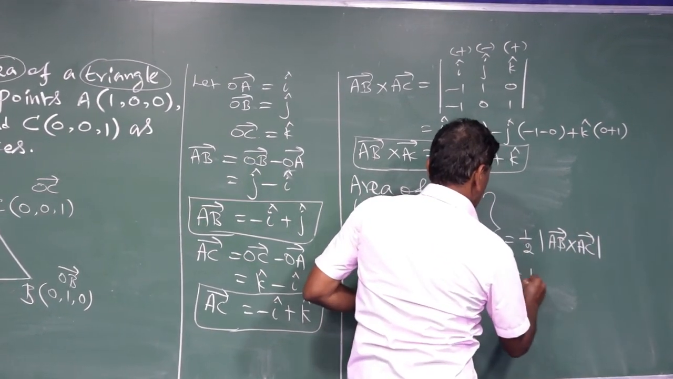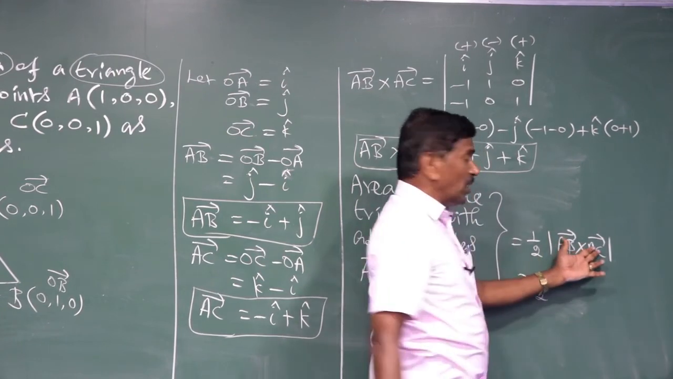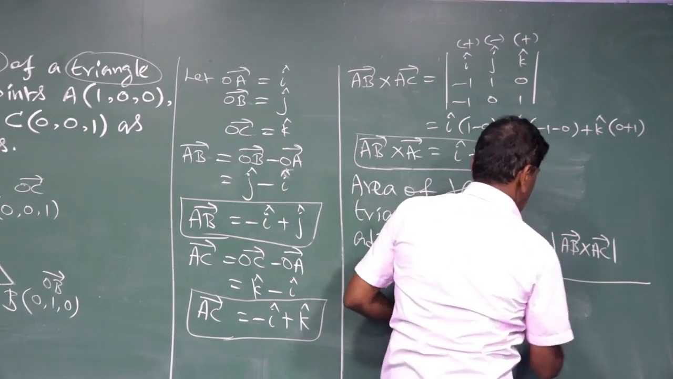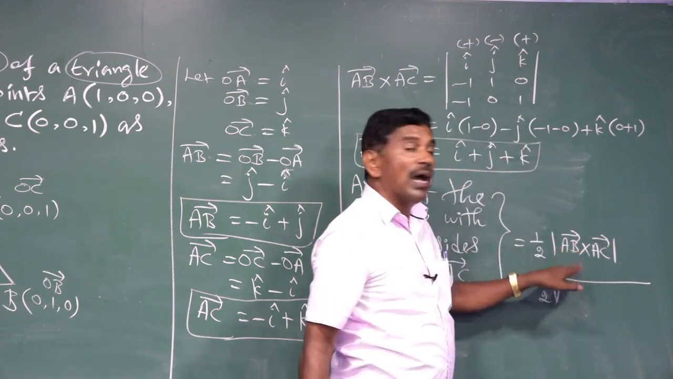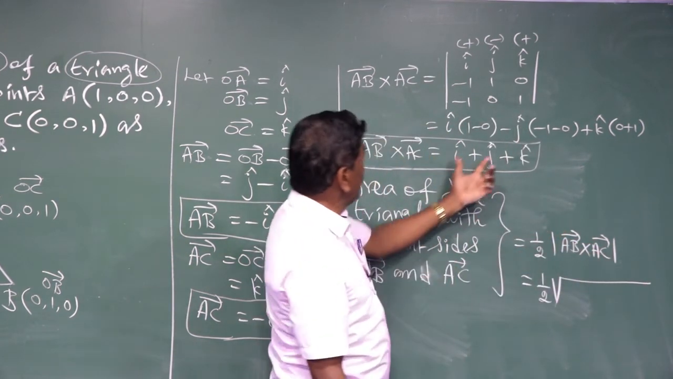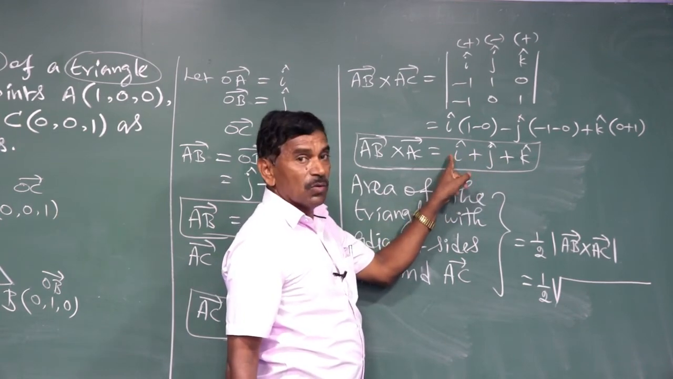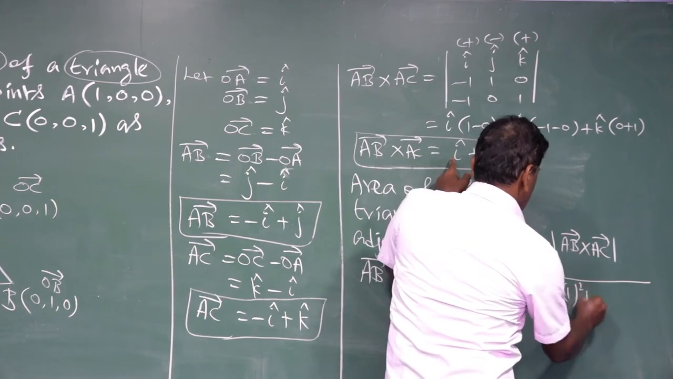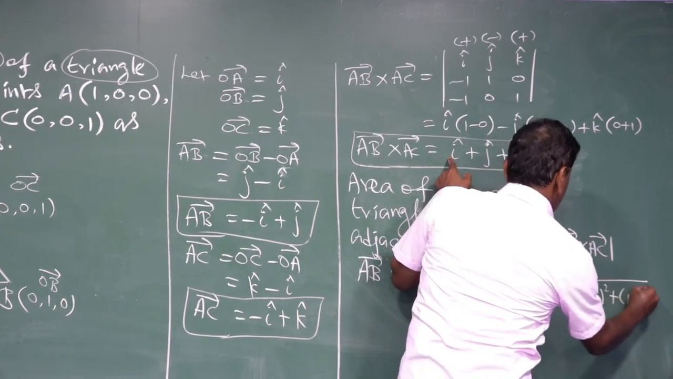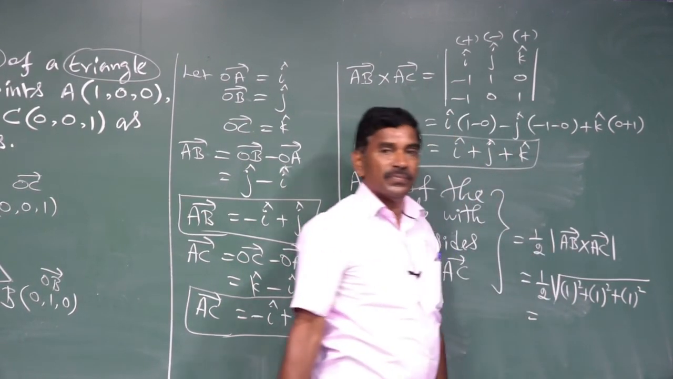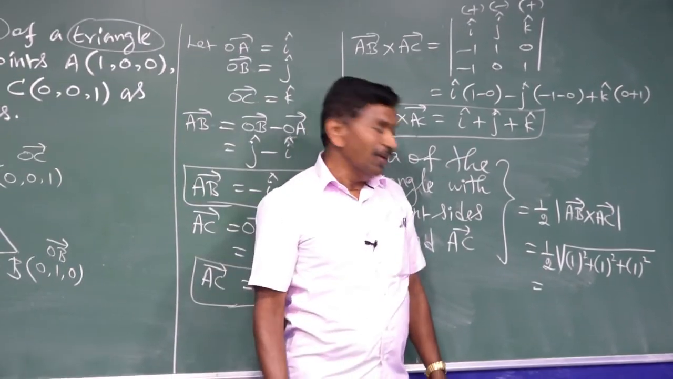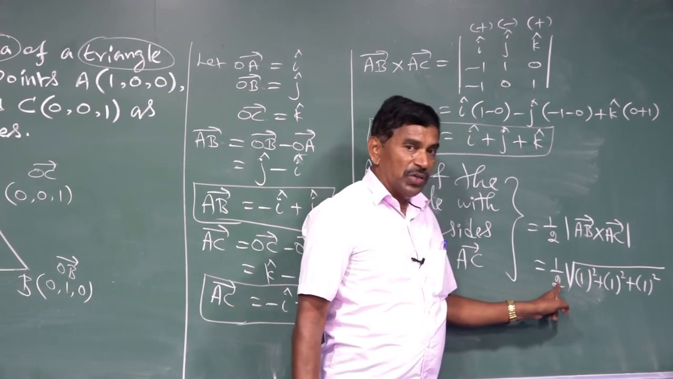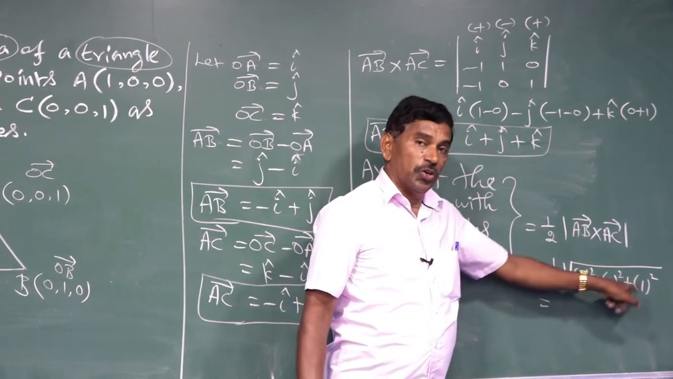Now, which is equal to half into modulus. Here modulus means magnitude, so it is the square root of the sum of the squares of the I, J, K coefficients. The coefficients are 1, 1, 1, so 1 squared plus 1 squared plus 1 squared, which is 1 plus 1 plus 1, equal to root 3. Already half is available, so root 3 by 2 square units.